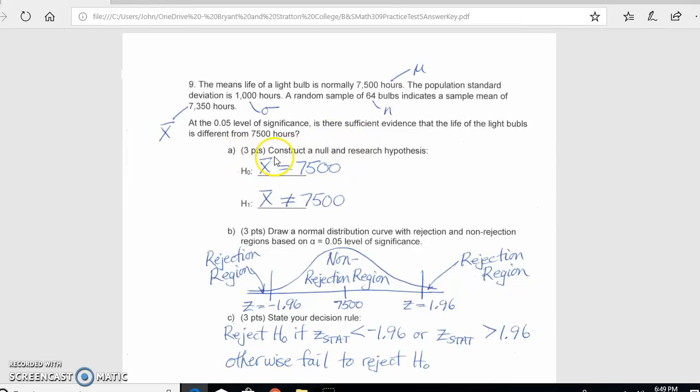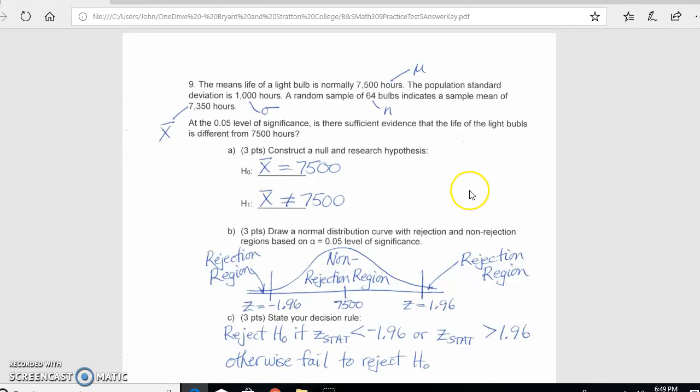The first thing we want to do is to construct a null and research hypothesis. The null hypothesis always states that there is no difference, meaning in this case that the sample mean, the x bar, is part of the population of the 7,500 hours. The alternative hypothesis states that there is a difference, that this sample mean indicates that the life of the bulbs is no longer 7,500 hours.